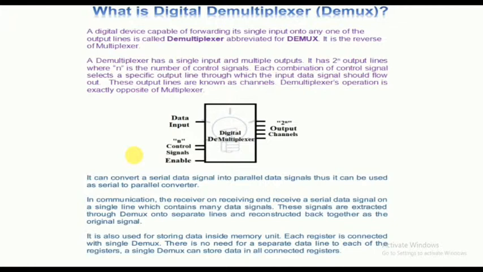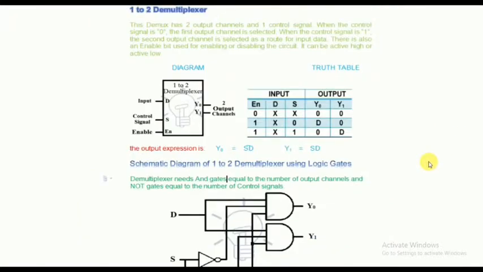It is also used for storing data inside a memory unit. Each register is connected with the single demux. There is no need for a separate data line to each register. A single demux can store data in all connected registers. Okay, so first we will learn about the 1x2 demultiplexer.